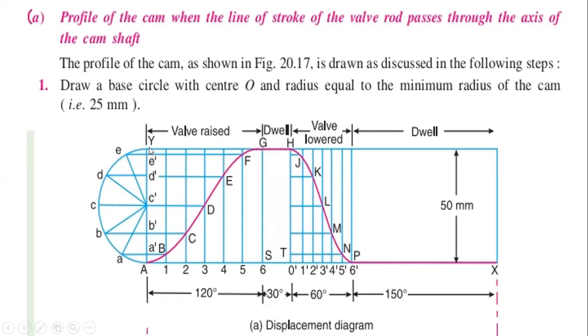From the height of 50 mm, take the center point and draw the semicircle and divide it into six equal parts, and name the points A, B, C, D, E.